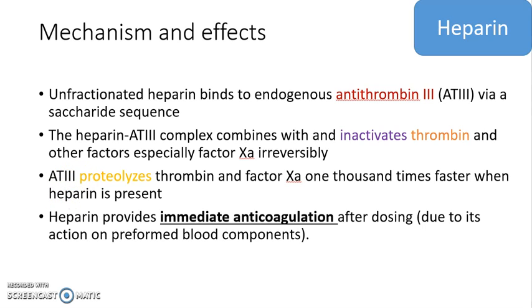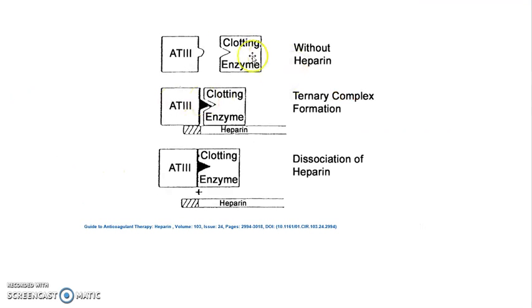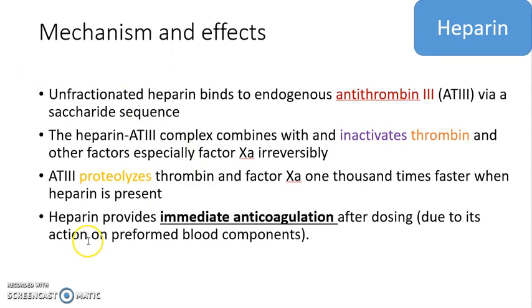So when you have heparin around, as I mentioned previously, the proteolysis is faster compared to without heparin. Heparin provides immediate, instant anticoagulation after dosing due to its action on preformed blood components.